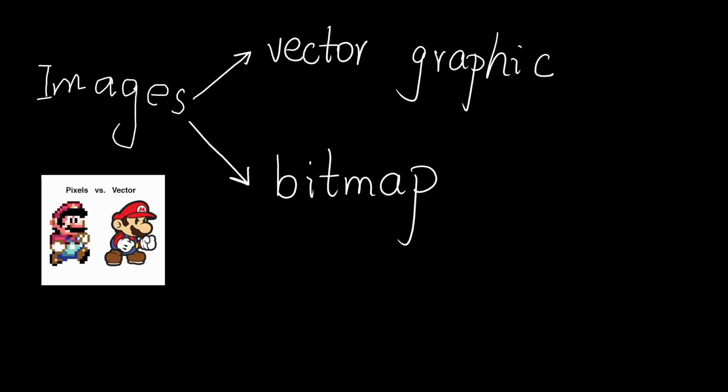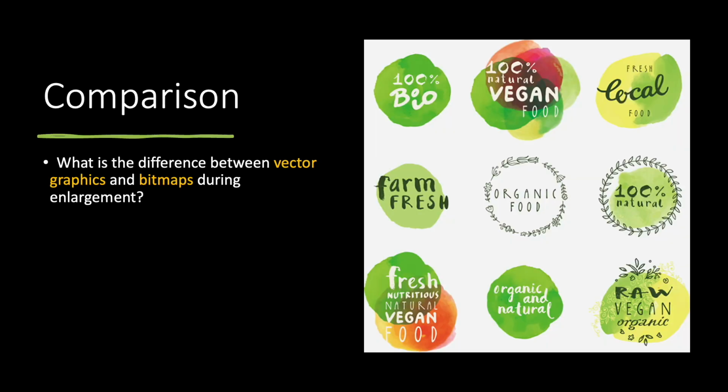In general, images can be divided into two subcategories. The first one is vector graphic, and the second one is bitmap. What is the difference between them? Well, let's have a real-world example. In a moment, I'm going to show you two pictures with the exact same content, one stored in vector graphics and one stored in bitmap.